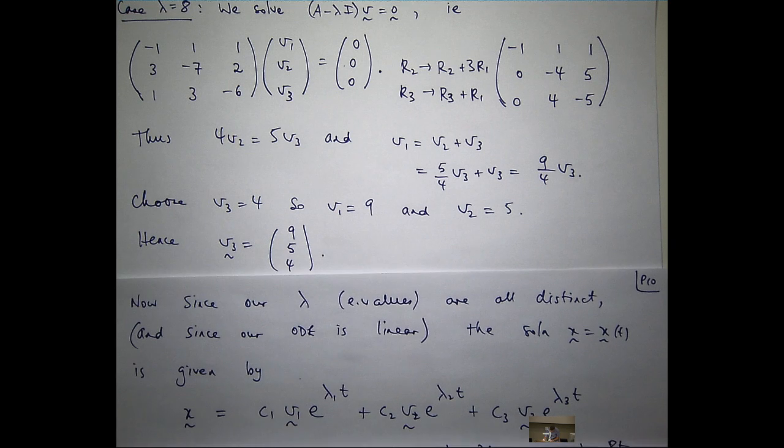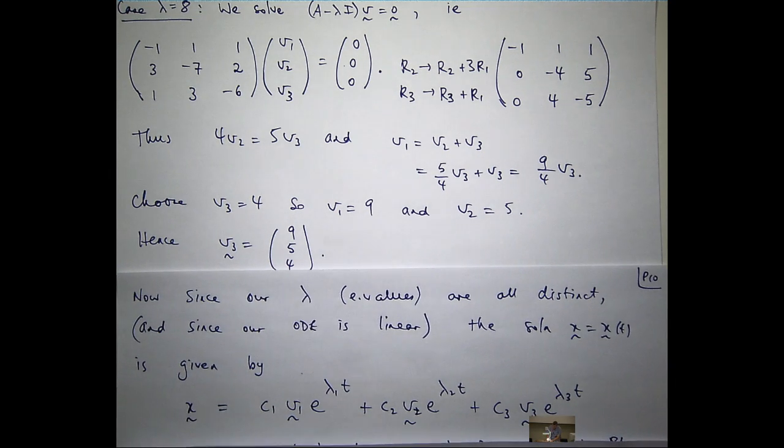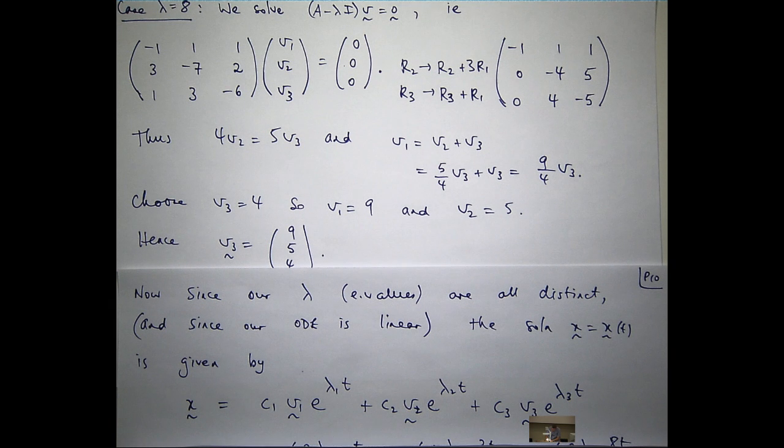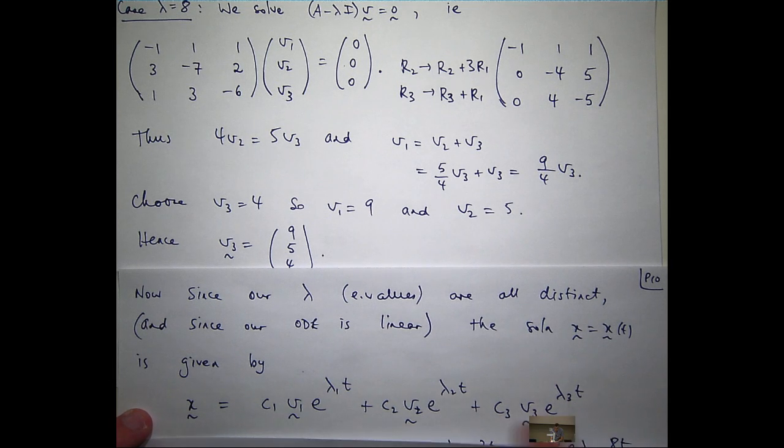Couple of important points. Since our eigenvalues are all distinct, there's no repeated ones, they're all not equal to each other, there's no doubles or anything. And since our ODE is linear, the general solution is just a linear combination of these particular vectors. So this vector, this vector, this vector. This is the eigenvector associated with this eigenvalue. Same with this one, same with this one.